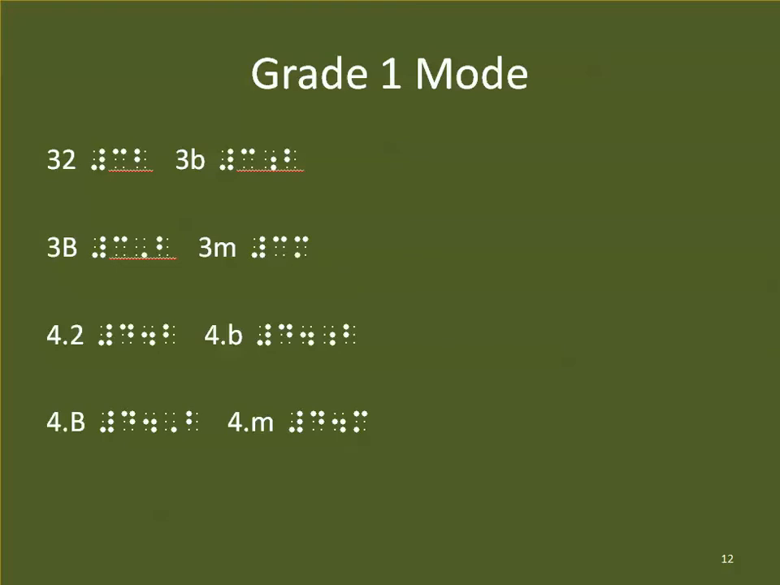But 4 point capital B, we don't need a grade 1 indicator there because of the capital sign. And 4 point M, M can't be mistaken for any number, so we don't need a grade 1 indicator there.